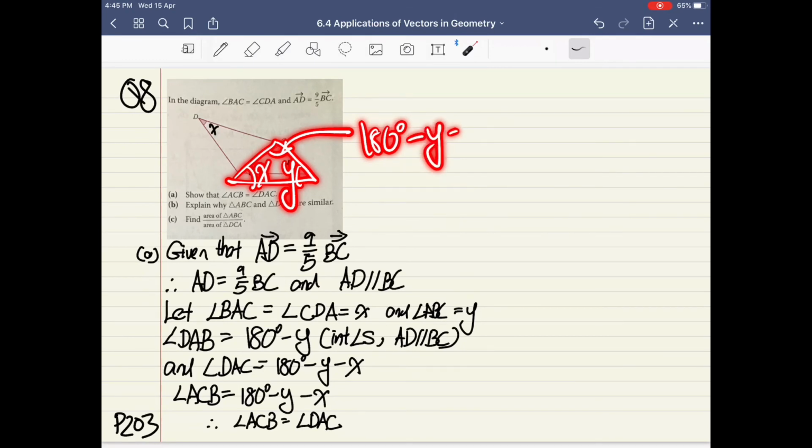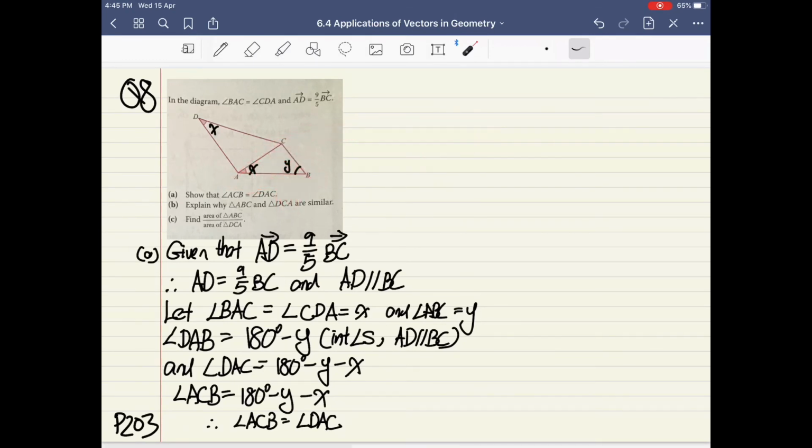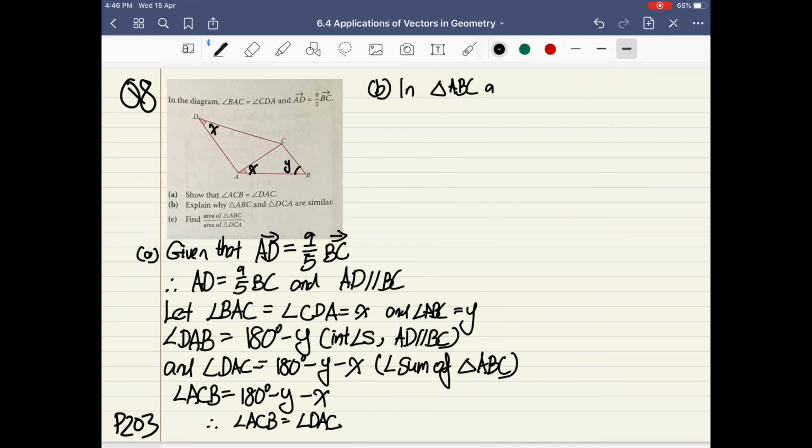Similarly, for angle ACB, if you consider x and y, this angle over here is 180 minus y minus x. This one is actually the angle sum of triangle ABC. So if you notice, these two angles are 180 minus y minus x, 180 minus y minus x. So angle ACB is equal to angle DAC. Now, I will look at part B. Explain why ABC and DCA are similar.